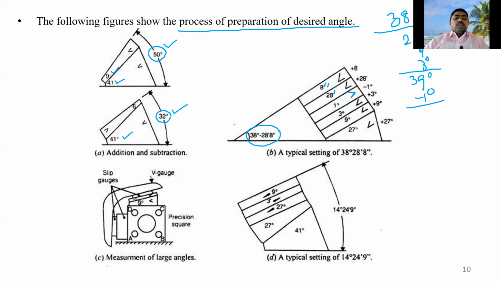Similarly, for the measurement of large angles, the maximum size of the angle gauge available in the angle gauge set is 41 degree.